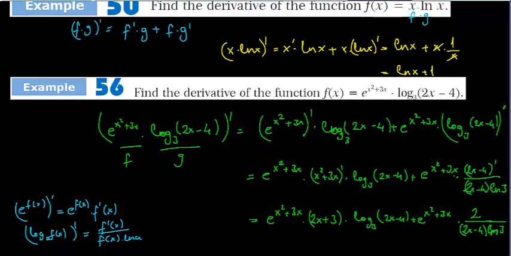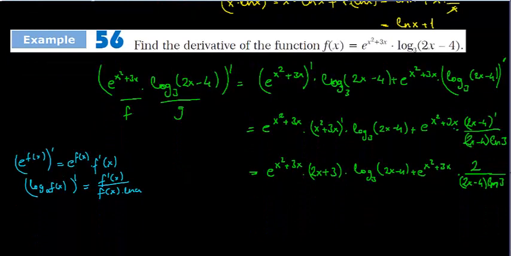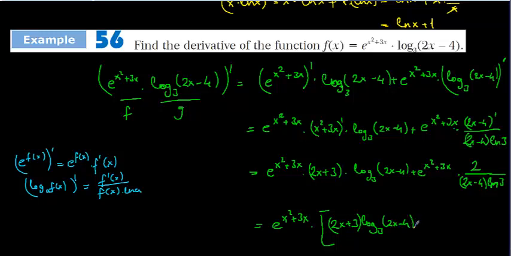Okay, the last step only: we are going to take the common term out in parentheses, which is e to the power of x squared plus 3x times, in parentheses, 2x plus 3 times logarithm base 3 of 2x minus 4, plus 2 over 2x minus 4 times ln 3.